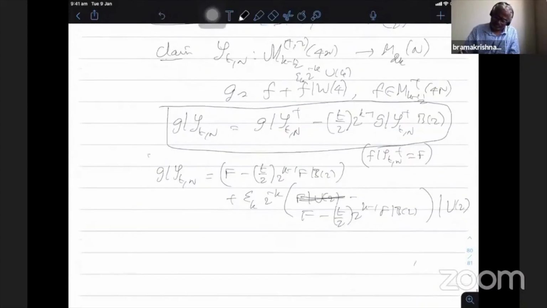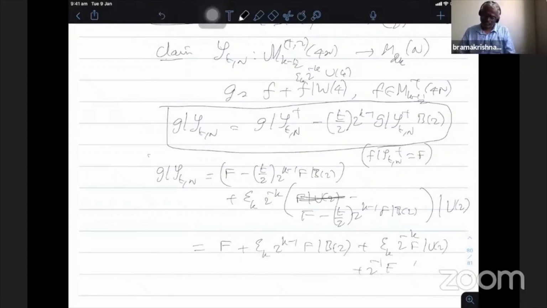So therefore, it's simplifying. This will become capital F plus epsilon k 2^{k-1} F bar B2, plus epsilon k 2^{-k} F bar U2 plus 2^{-1} F, because the B2 U2 is 1. So if I take epsilon k, this t by 2, I'm just using that t by 2 is minus epsilon k.